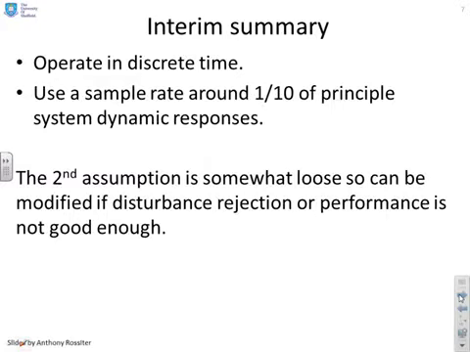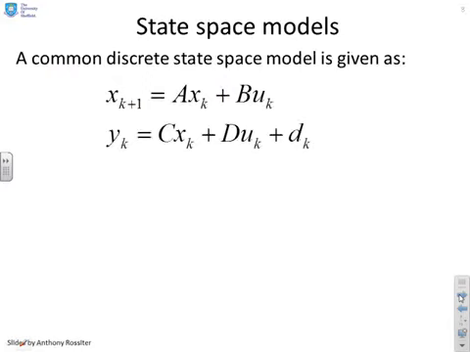So the summary will be, we tend to operate in discrete time, and we're going to use a sample rate of around 1/10 of the principal system dynamic response. Now you'll notice the second assumption is somewhat loose, so it can be modified as required.